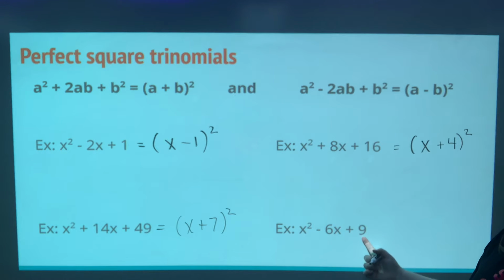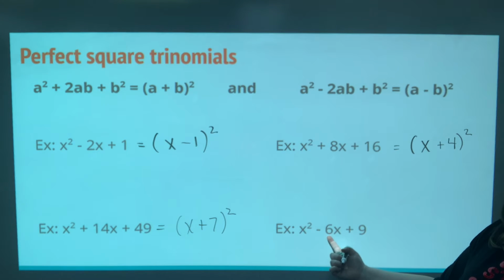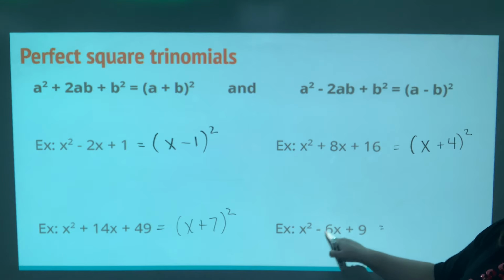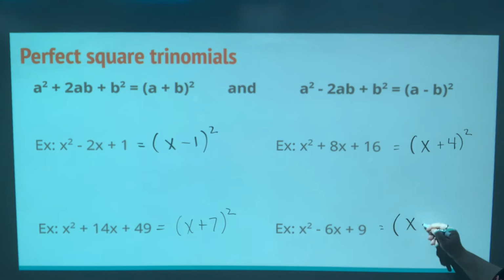Here, 9 is 3 squared. And 3 times 2 is 6, right? And there's a negative 6, so I know that this is going to be x minus 3 squared, all right? So that is the perfect square trinomials factoring pattern. Pause if you want to get maybe an example or two down.